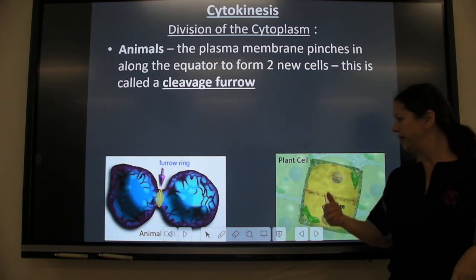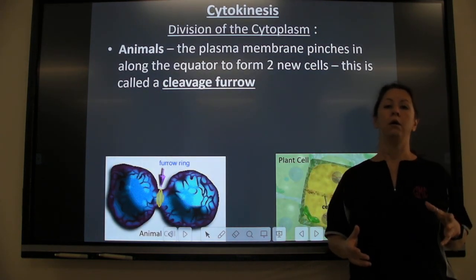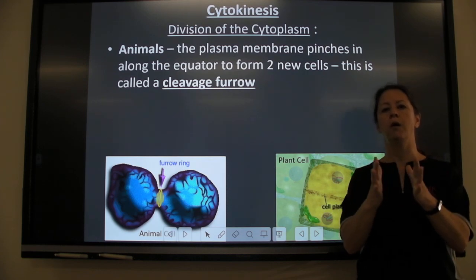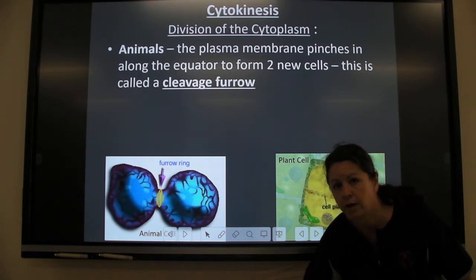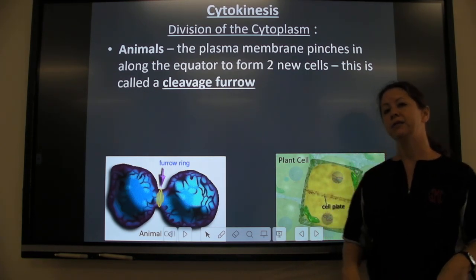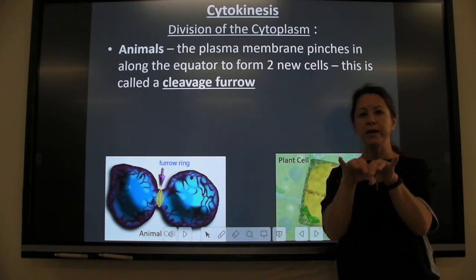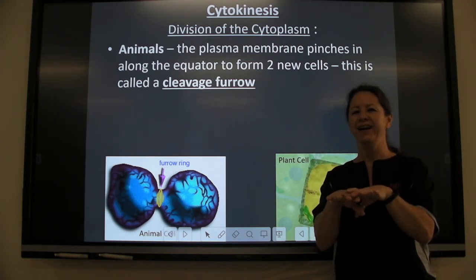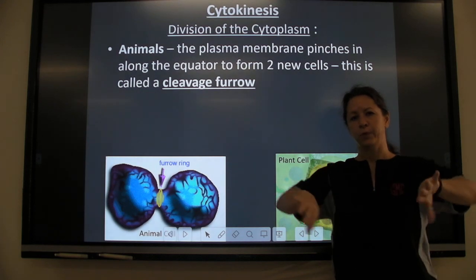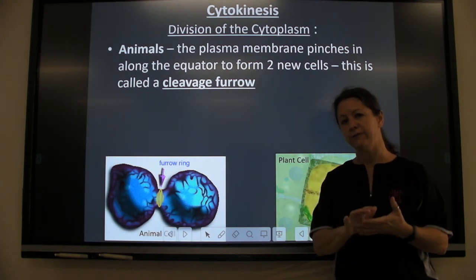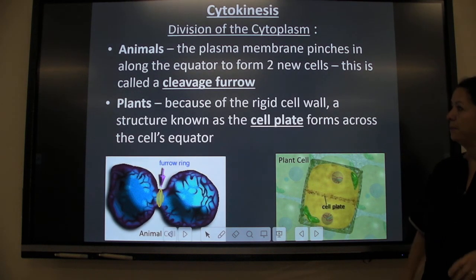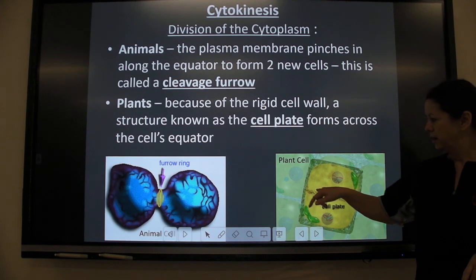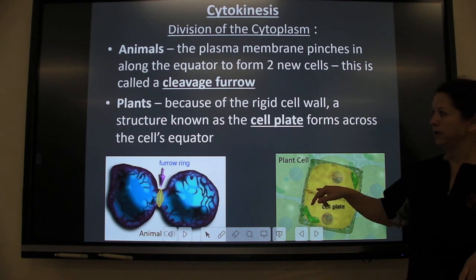But if you remember, plants have a cell wall. And cell walls are hard and rigid. They're literally like a wall. All right? And so you can't squeeze that. If you squeeze a wall, it crumbles. All right? And so you have to separate a plant cell a different way. And you do that by basically building a new wall in the middle.